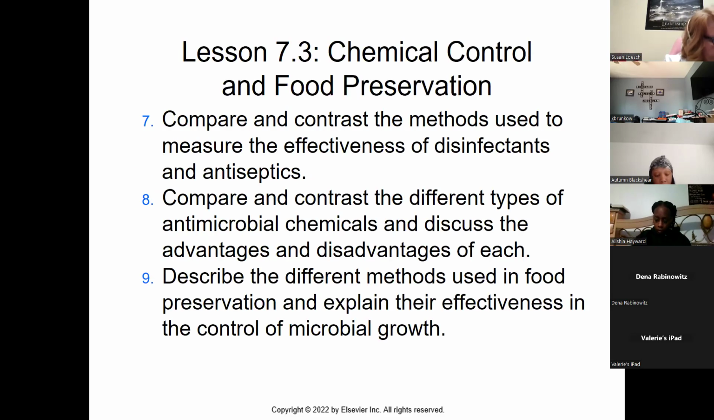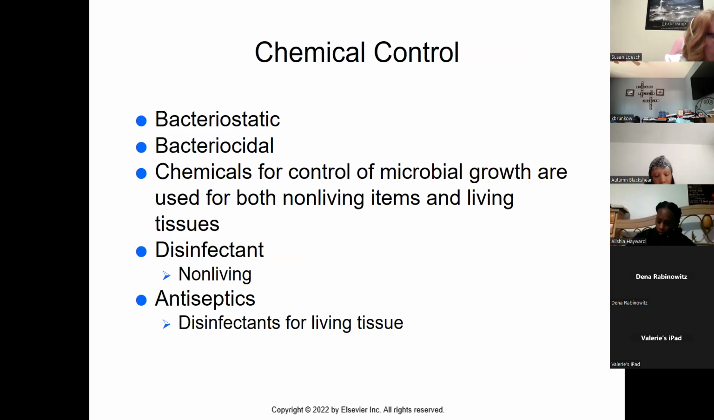Chemical control. In addition to the physical factors, we have chemical factors that can also help kill the microbes. There are different chemical agents that are used to control growth on non-living surfaces and on living tissue. Surgical instruments, countertops, toilets all use chemical agents. So we have disinfectants and antiseptics. These are antimicrobial chemicals that come in the form of a liquid, a solid, or a gas. Most of these chemicals are able to at least disinfect, or provide some sort of antisepsis.